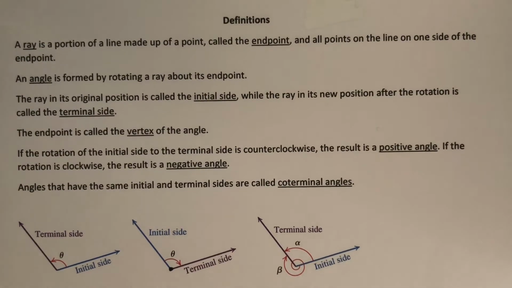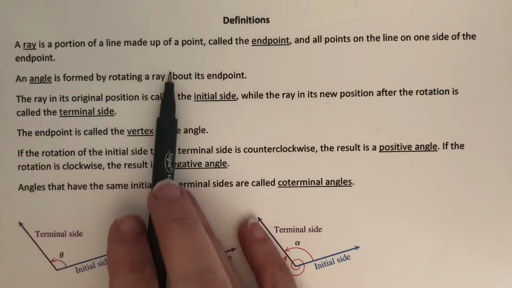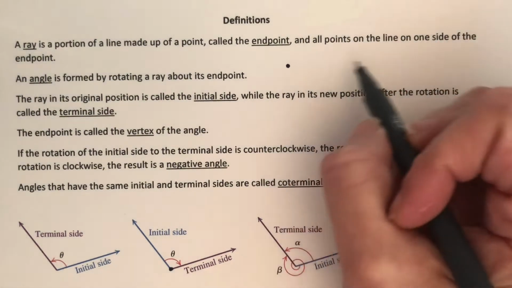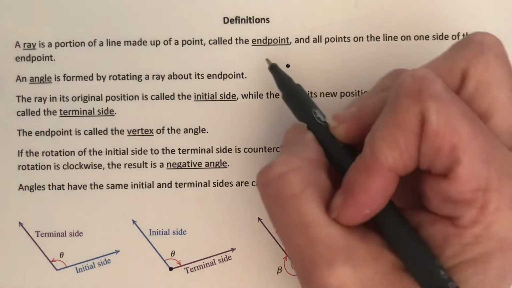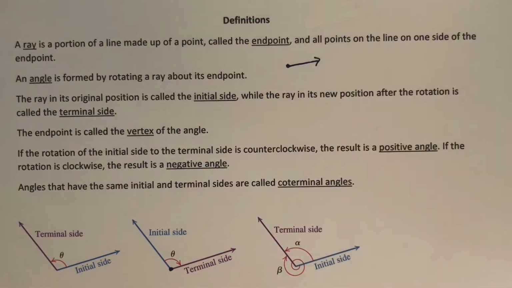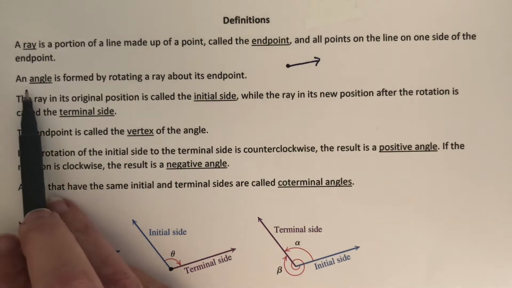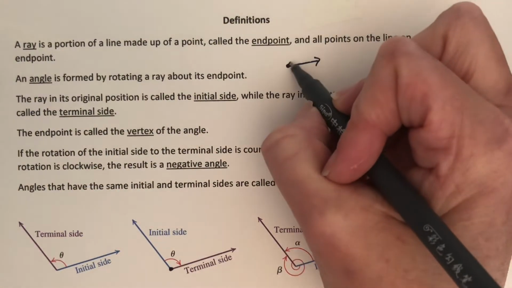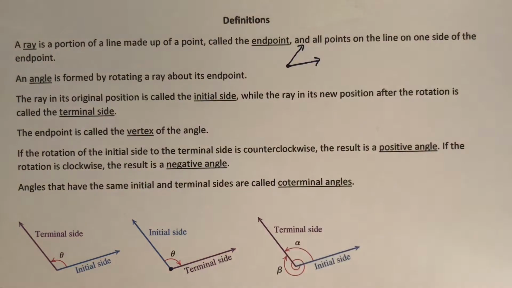A ray is a portion of a line made up of a point, we call the endpoint, and all points on the line on one side of the endpoint. So a ray would be something like this. An angle is formed by rotating a ray around its endpoint. So if I rotate it a little bit, I would have that, and the angle is formed there.